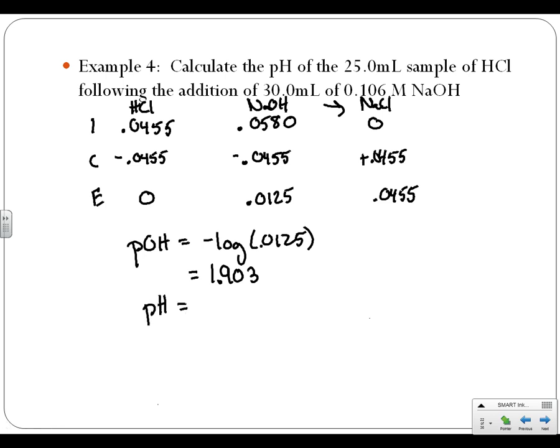Now that I know my pOH, I'm going to subtract it from 14 to get my pH. And I get 12.097. Now that should make sense. I've added in a whole lot more base, so I would expect to end up with a basic pH.